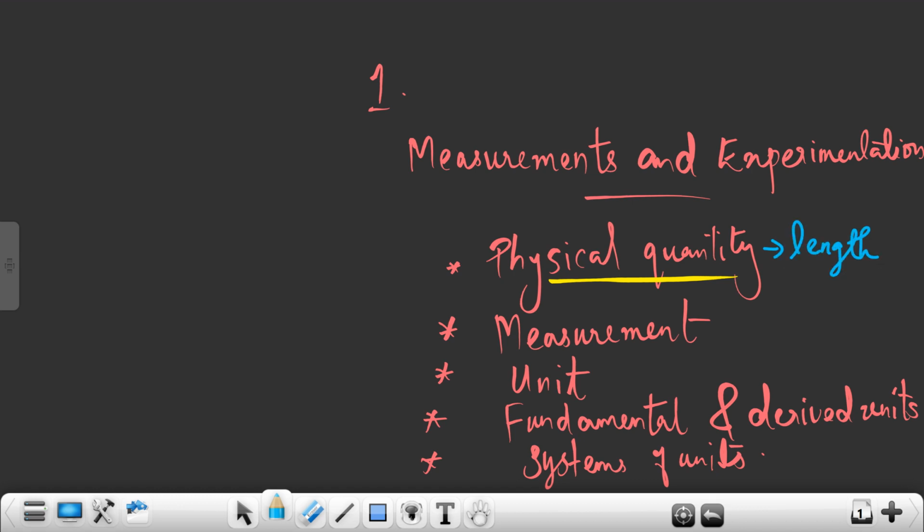We can measure the length of a piece of cloth, the length of your room, or the length of your book. So length is a physical quantity, a measurable quantity. Another example is mass. Mass is a measurable quantity. Time is a measurable quantity. Temperature is a measurable quantity. If you have fever, then you can measure your temperature. So any quantity that can be measured is known as a physical quantity.